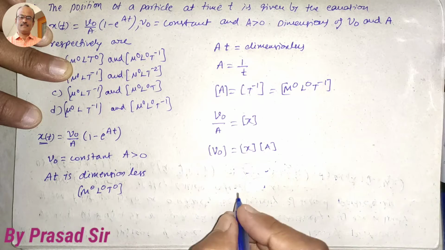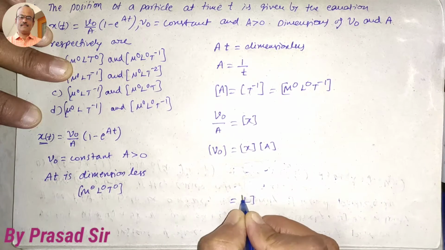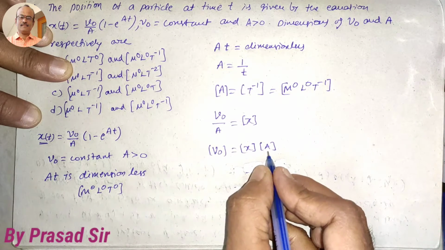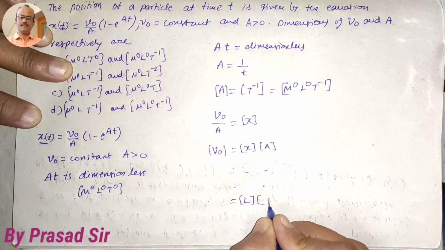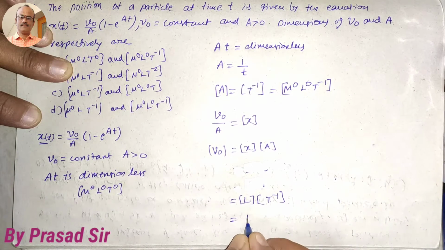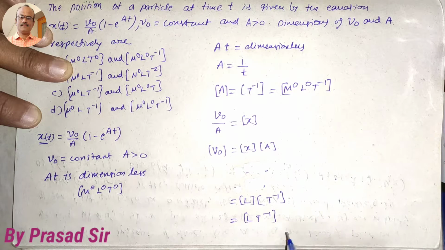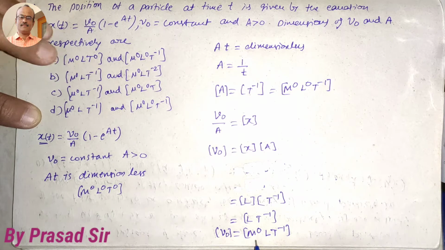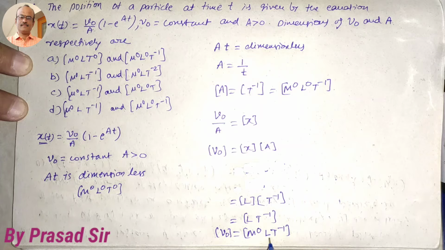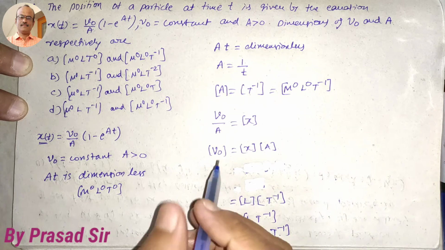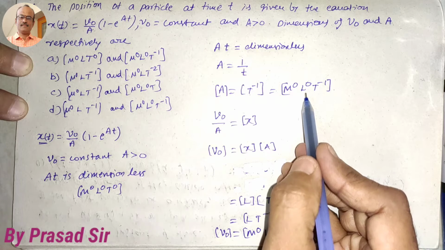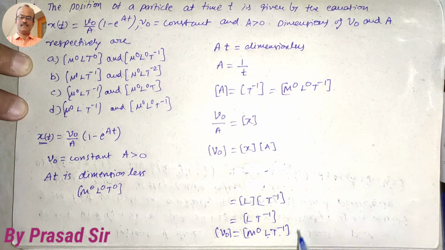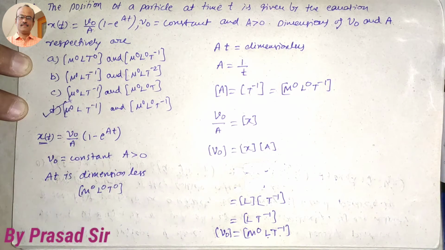So the dimensional formula for v naught is x into a. Here x is length, and a, we already calculated, is T to the power of minus 1. So it is L T to the power of minus 1, or we can write M to the power of 0, L T to the power of minus 1. This is the dimensional formula for v naught, and a is M to the power of 0, L to the power of 0, T to the power of minus 1. So which option is correct here? Option D is correct.